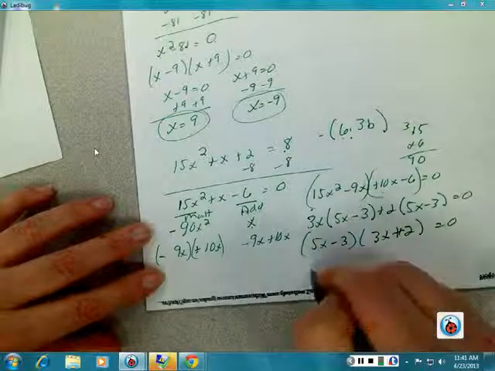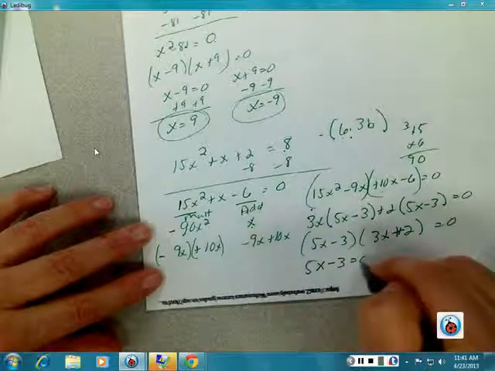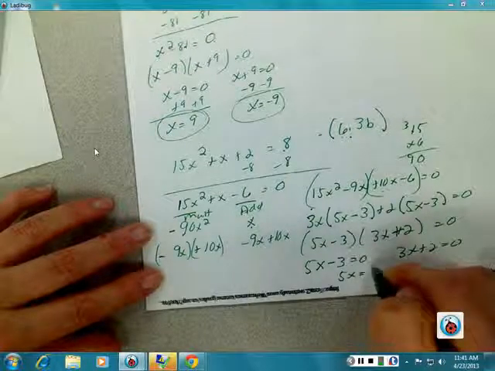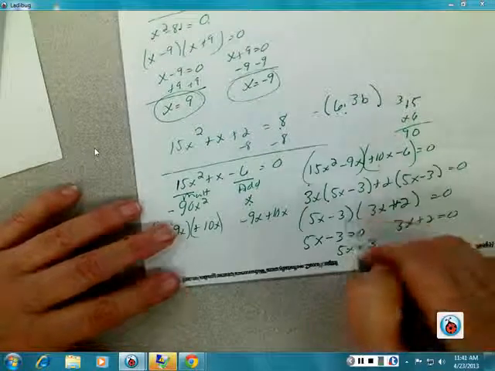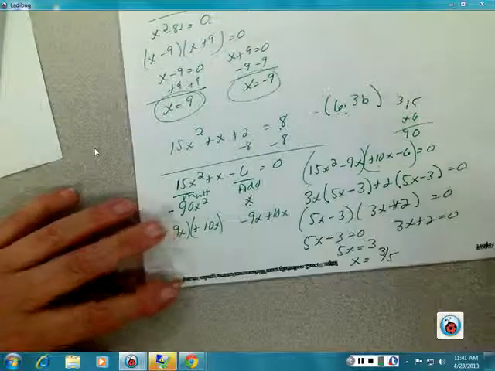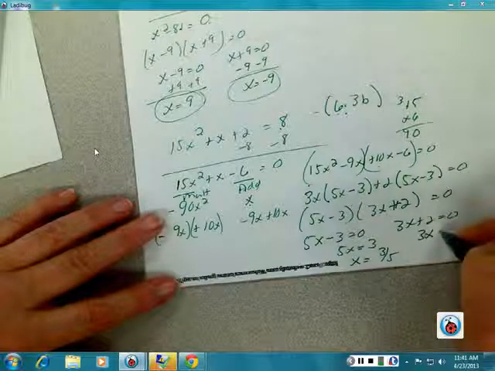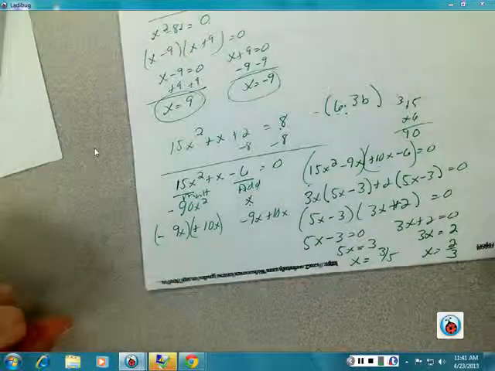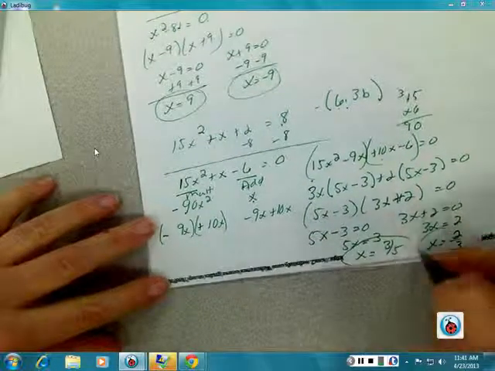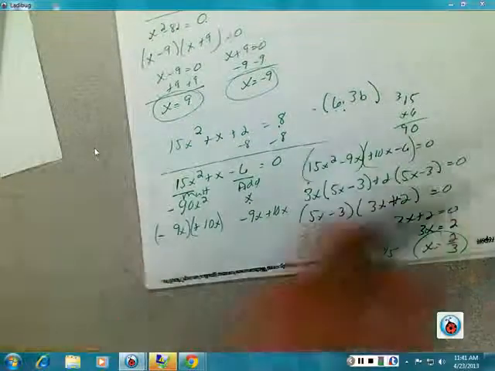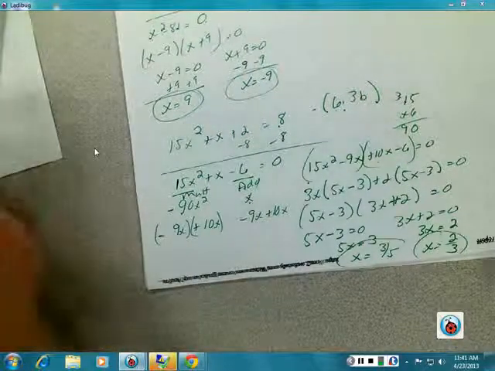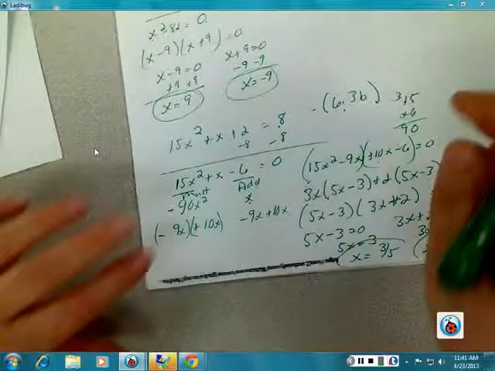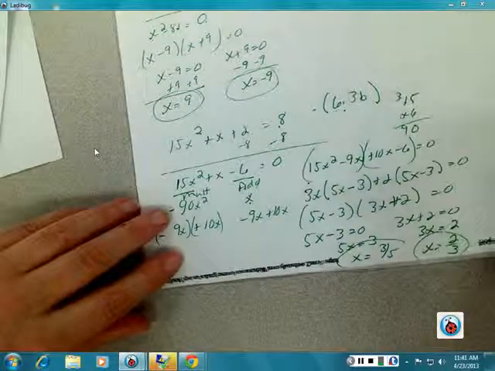is equal to 0. Set each piece equal to 0. Move my 3 over, giving me 5x equals 3. Divide by 5. So my first answer is 3/5. Second one, move my 2 over, divide by 3, and I find x is equal to negative 2/3 as well. So these two become my solution to that problem. So I've got my parts in there that I have worked through to come up with my answers. So let's see what we can do with a few more of these.